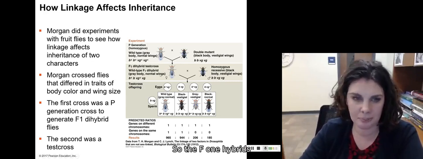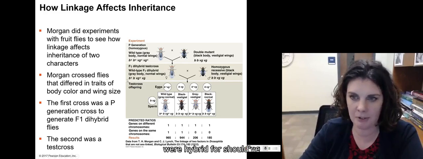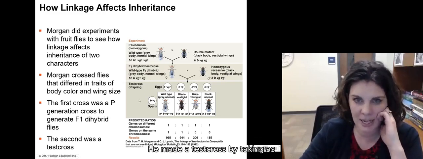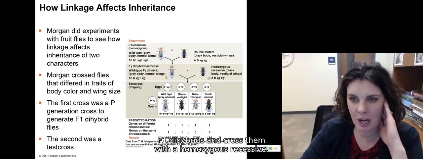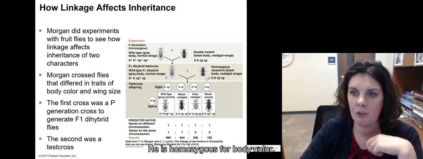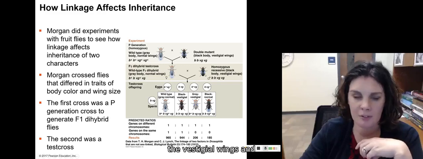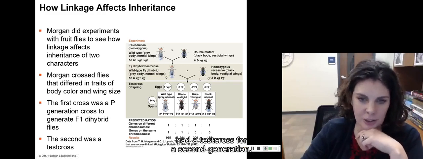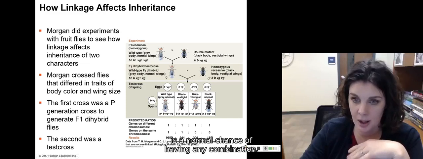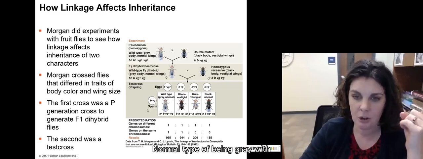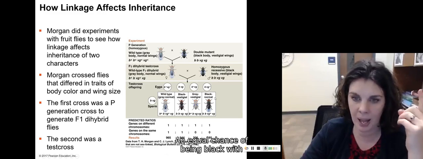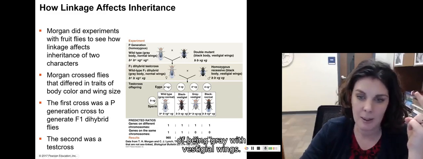So the F1 hybrids should have been hybrid for everything, and then he made a test cross. He made a test cross by taking his F1 dihybrids and crossing them with a homozygous recessive, the same as the first generation. It is homozygous for body color and homozygous for vestigial wings. What you'd expect to see if these were independently inherited is an equal chance of any combination: gray with normal wings, black with normal wings, black with vestigial wings, and gray with vestigial wings.